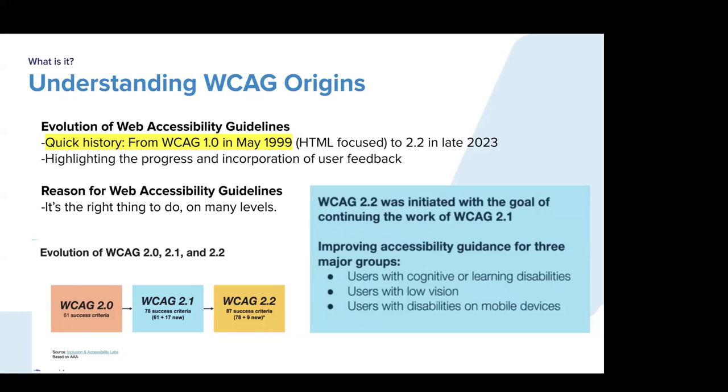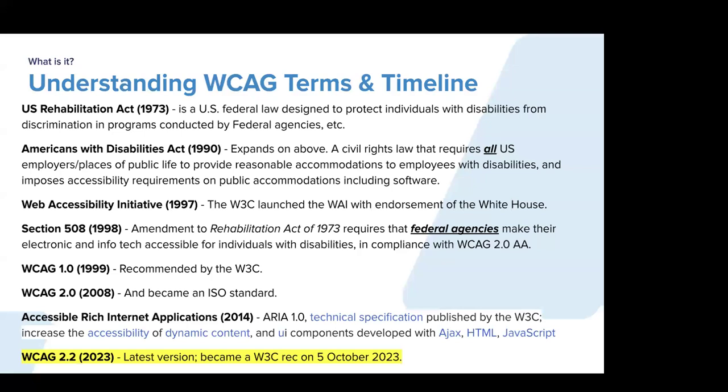So, quick history: WCAG 1.0 started in 1999. It was, of course, at that time mainly focused on HTML. And right up to today, we have WCAG 2.2. This was actually an update with 9 new success criteria that was released in October of 2023.